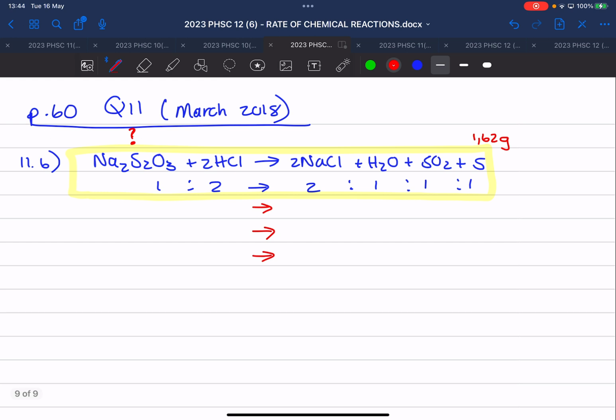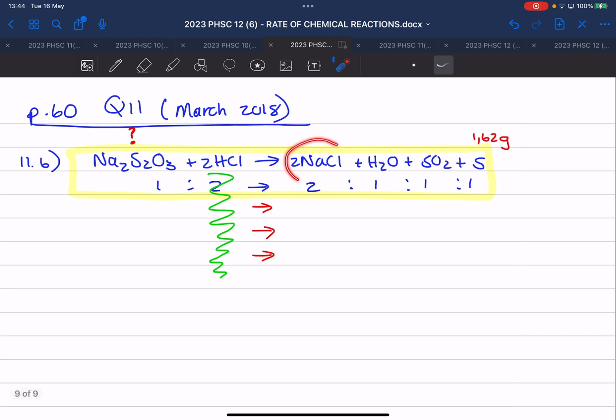Did they say anything regarding hydrochloric acid? They said hydrochloric acid is in excess, and they said that in capital letters. So it means it's too much. I'm not even going to look at that, I'm not going to waste my time there. Did they say anything regarding sodium chloride and water and sulfur dioxide? No. So I'm also not going to look at that.